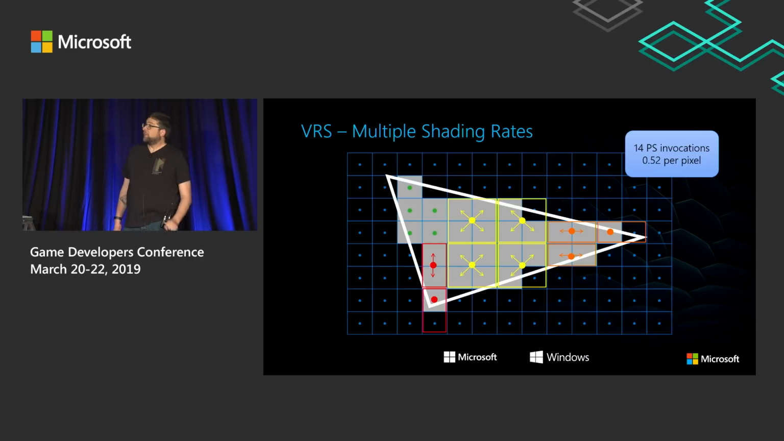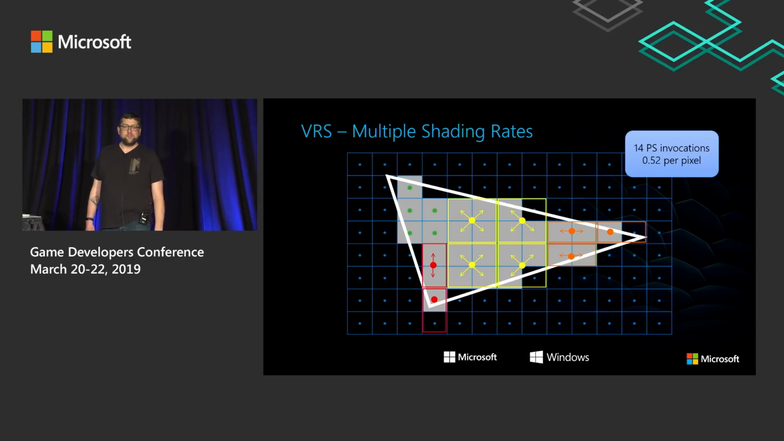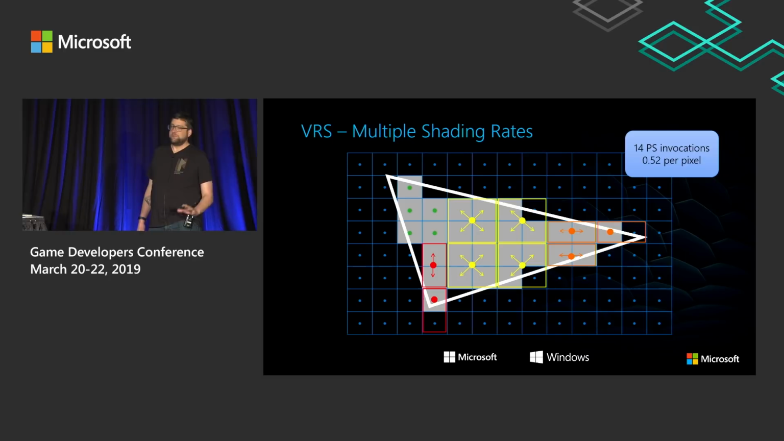This is slightly more pixel shader invocations. This time it's running 14 to shade that triangle. But it's still only about half the amount of shading work as the original full shading rate. And variable rate shading gives you the control to do this kind of thing.